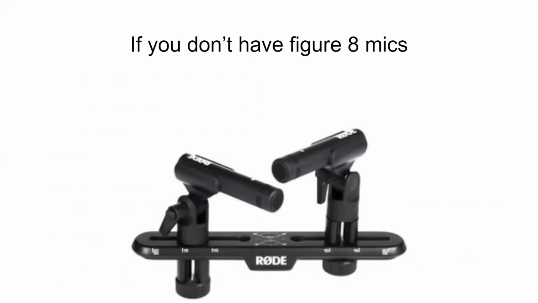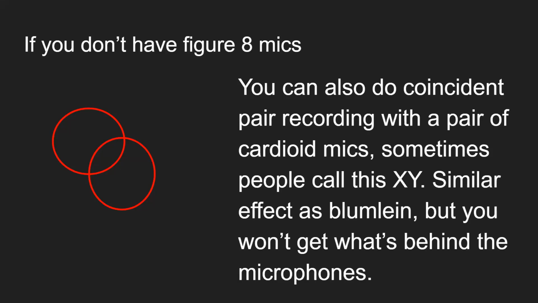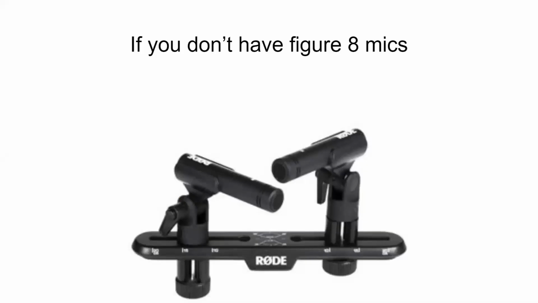If you don't have figure-8 mics, you can use cardioids and have them in the same place. And some people will call this XY. I have a classical recording that I did this way if you want to hear what it sounds like. It's similar to the Blumlein, but these microphones are still directional. So you're only going to get what's in front of them, and you're not going to get the back of the room.